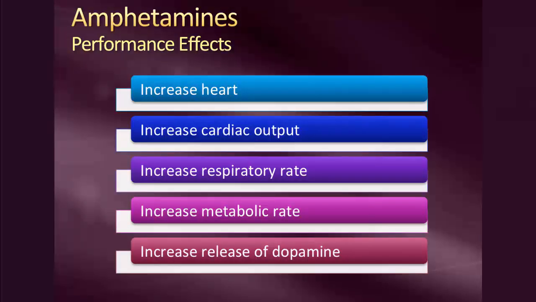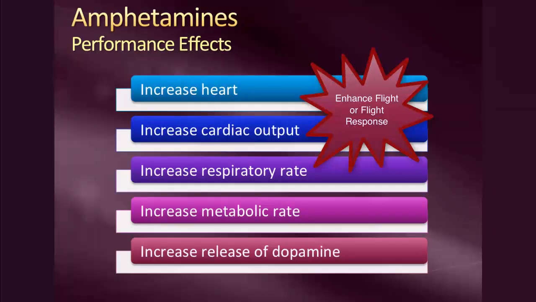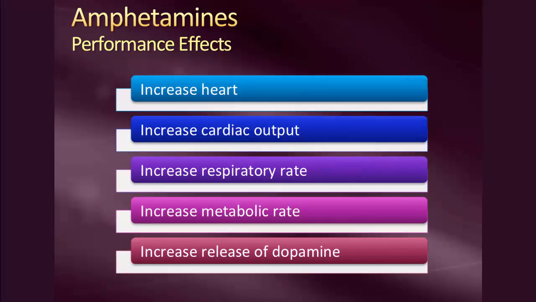Amphetamines. Amphetamines are sympathomimetic amines and are similar to ephedrine. It's similar to epinephrine, enhancing the fight or flight effects. They bind to alpha and beta adrenergic receptors, resulting in a sympathomimetic effect. The effect is similar to that of cocaine, but longer acting.